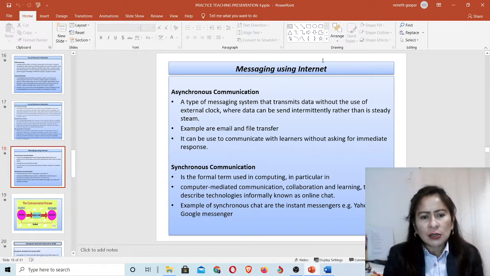Synchronous communication is the formal term used in computing, in particular in computer-mediated communication, collaborating and learning, to describe the technologies informally known as online chat. Examples of synchronous chat are Instant Messenger or Yahoo and Google Message. This is synchronous communication.